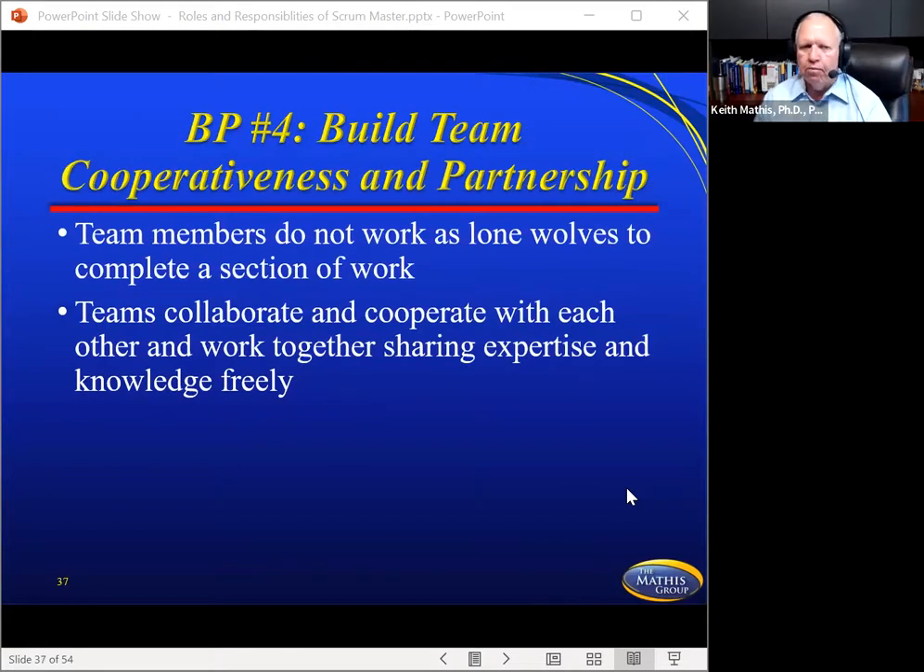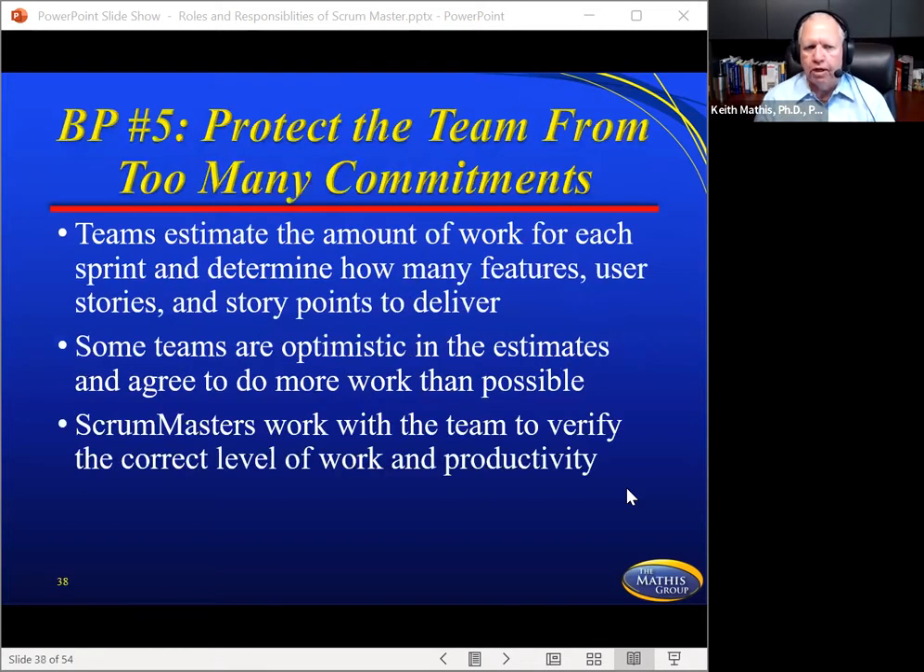And then number 4, build team cooperativeness and partnership. Team members do not work as lone wolves. And that's what you're fighting against. Just let me have my job and I'll do my job and leave me alone. That's not going to be Scrum, or that's not an Agile person, because they need to be able to talk with other people. So teams collaborate and they cooperate, and you learn from each other. And listen, we're going to make better decisions together than we are one-on-one. That's what's going to happen there.